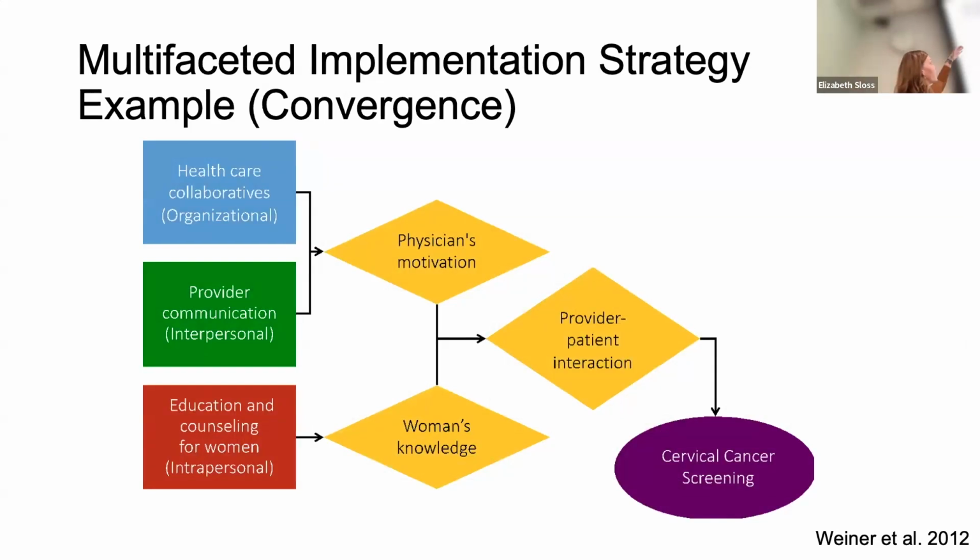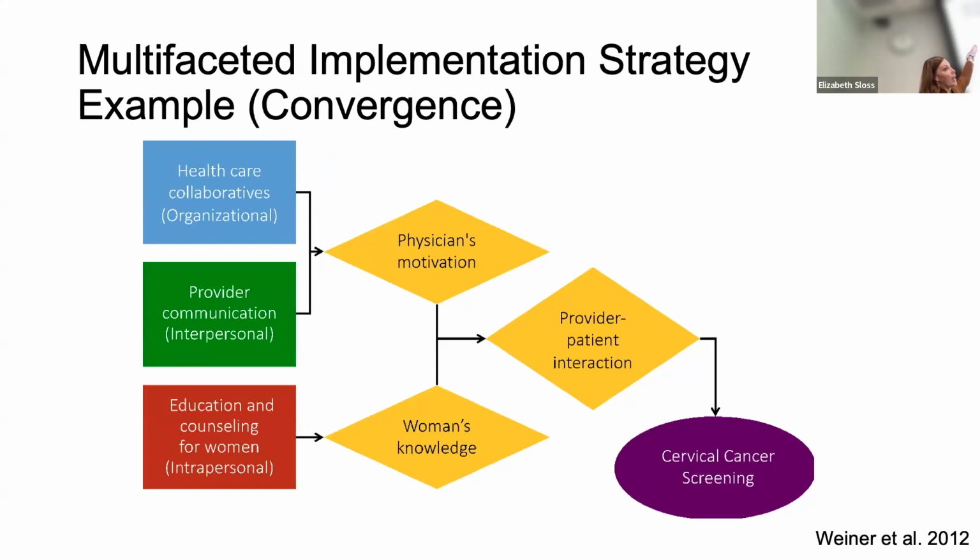We have a healthcare collaborative, you have provider communication, and you have education and counseling for women. So all three of these are a discrete implementation strategy for your project. Perhaps you're doing each one of these. Here in this example, your strategy should be defined at the kind of level of the kind of influence, right?